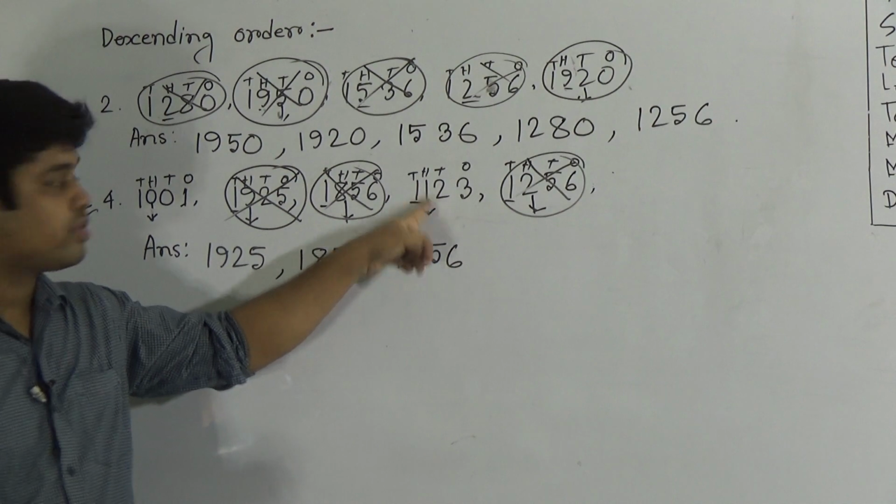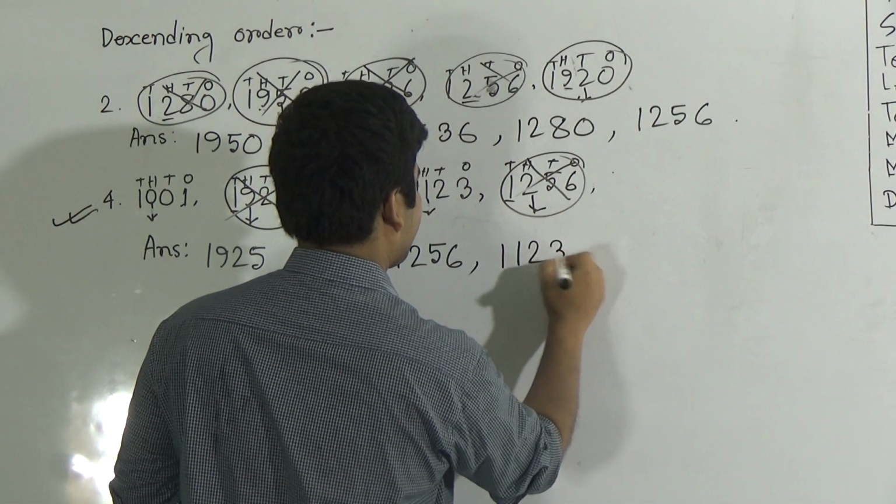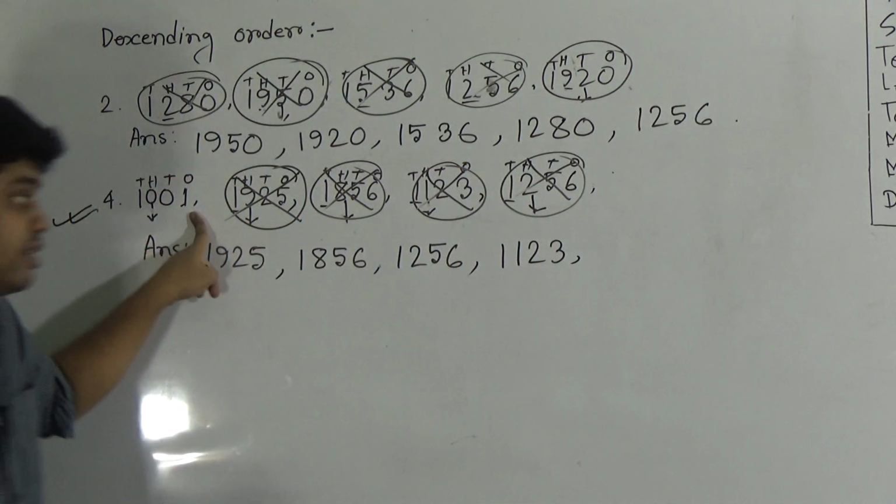Okay, done. Next, 0 and 1 are left. 1 is greater than 0, so this one is the greater number between these two numbers, 1123. So this one is done. And finally 1001 is left, so we write this number here, 1001.